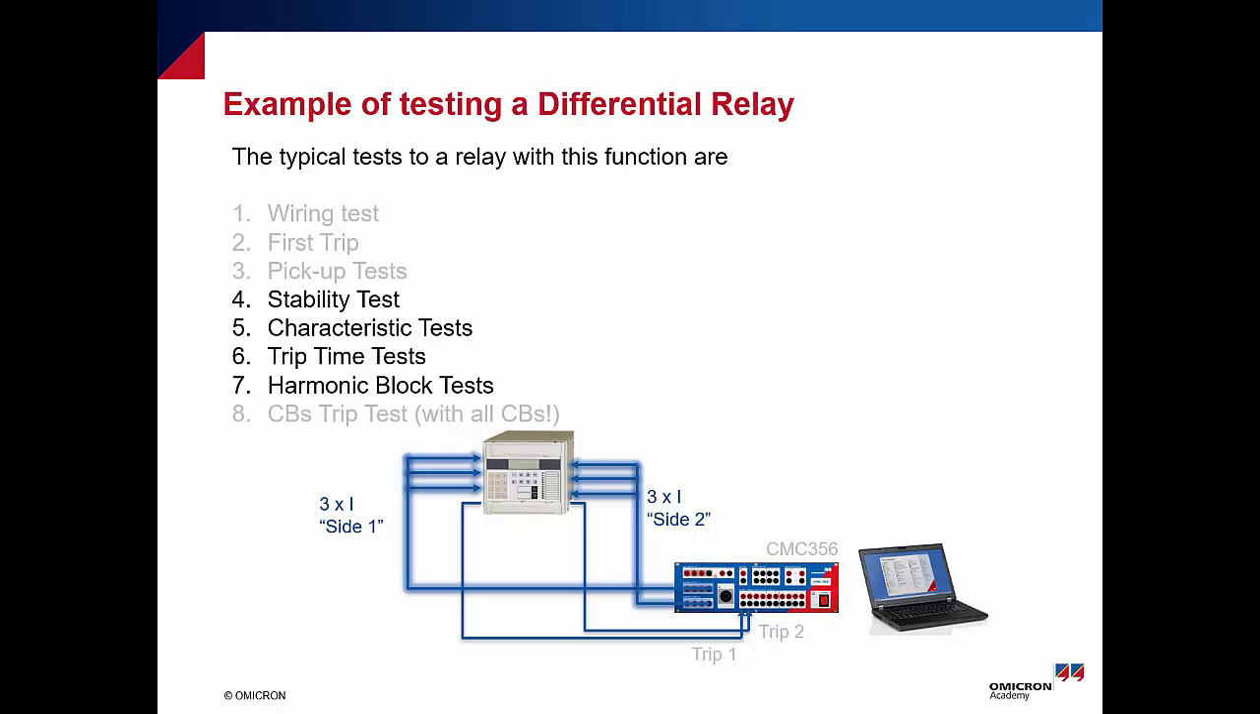Point number three is a pickup test, which can also be considered to check the sensitivity of that relay, the minimum current. If you remember, I differential greater can be used as a parameter setting to check pickup and dropoff, and it can be tested by using the ramping test module. Point number four is the stability test, which is very, very important. And we have here a test module called the configuration test module, which checks the stability of the secondary circuit of the protection relay.